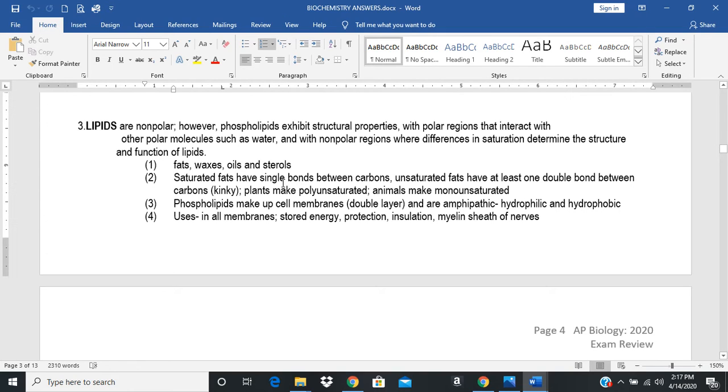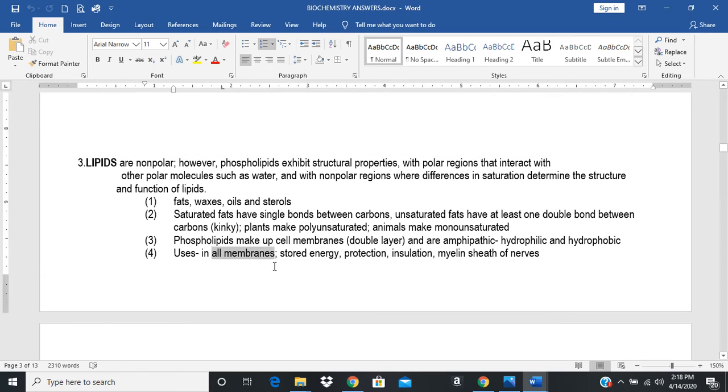they repel water. Okay, so fats, waxes, oils, most sterols, which are steroids, have single bonded carbons, which form saturated fats. If they have a double bond in there, it forms an unsaturated fat. So these are just some of the functions of lipids.